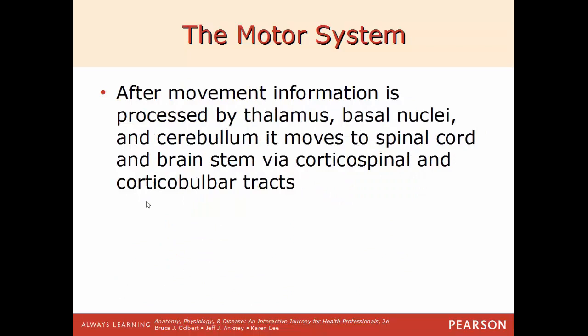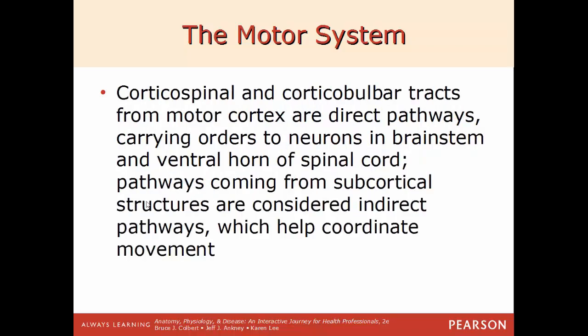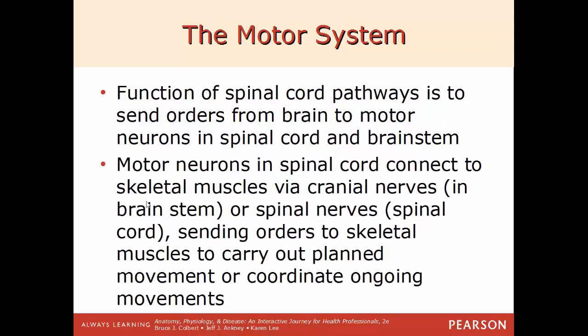After movement information gets processed by the thalamus, the basal nuclei, and the cerebellum, it moves to the spinal cord and the brainstem via the corticospinal and the corticobulbar tracts. So both the corticospinal and the corticobulbar tracts from the motor cortex are direct pathways carrying orders from neurons in the brainstem to the ventral horn of the spinal cord. And pathways coming from the subcortical structures are considered indirect pathways because they help coordinate movement. The function of the spinal cord pathway is to send orders from the brain to the motor neurons in the spinal cord and then the brainstem.